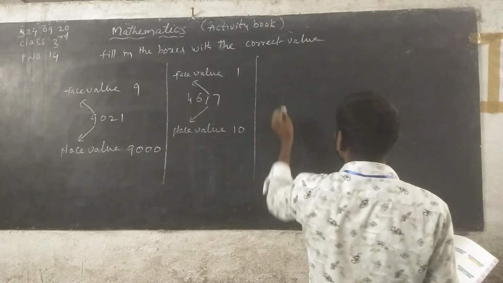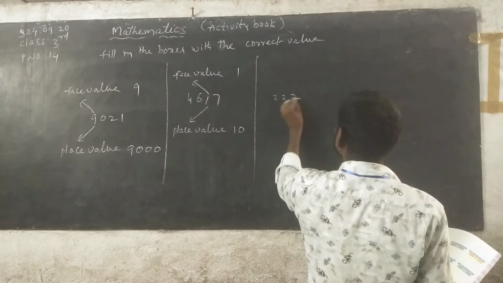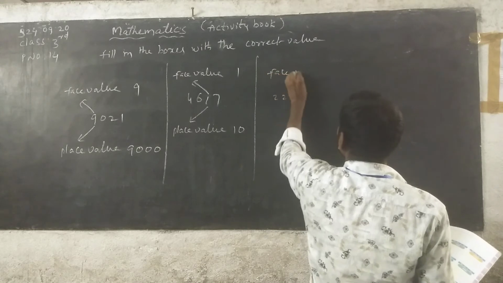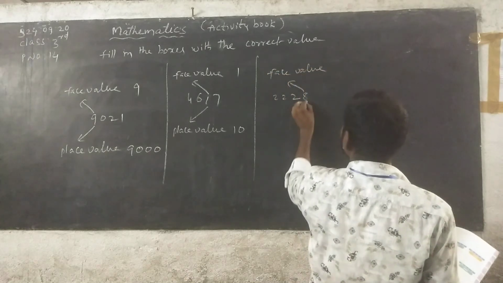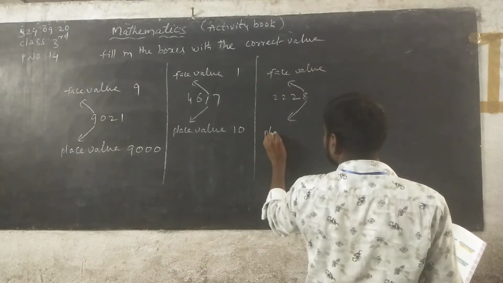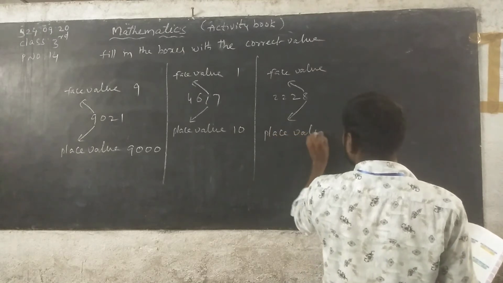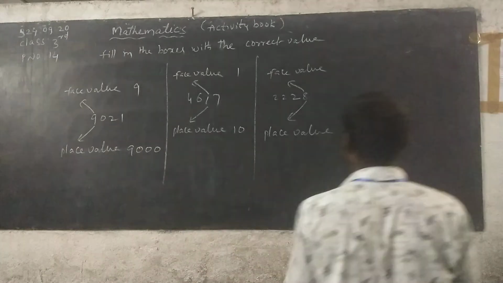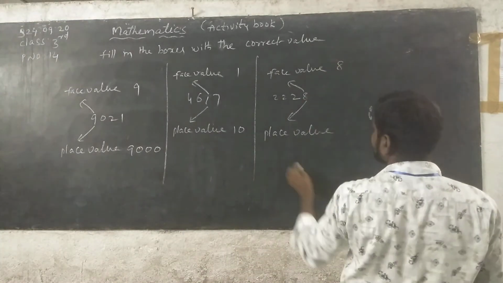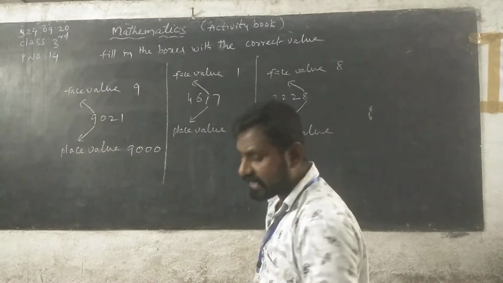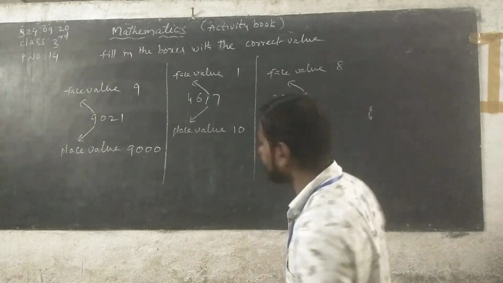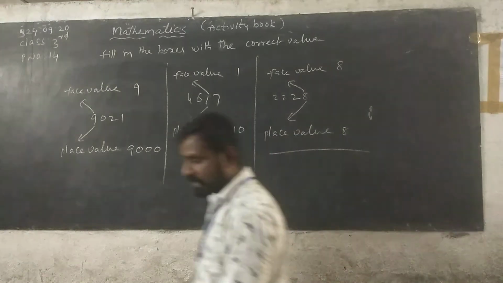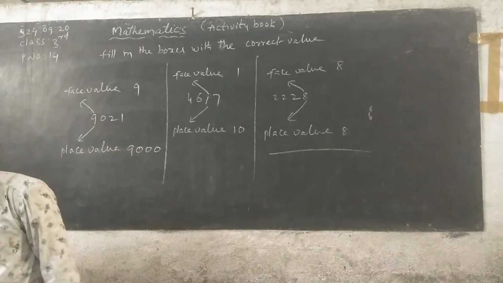2,228. See here, the face value won't be changed. 8 is 8. The face value of 8. 8 is in which place? 8 is in the ones place. 8 ones is 8. That's it. Now next, page number 15.